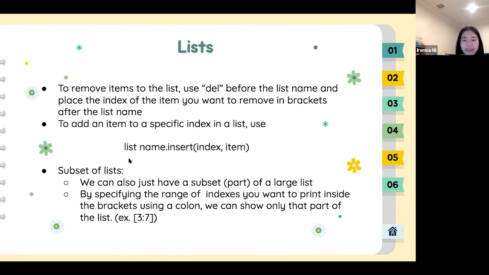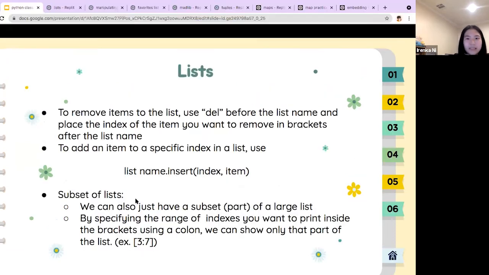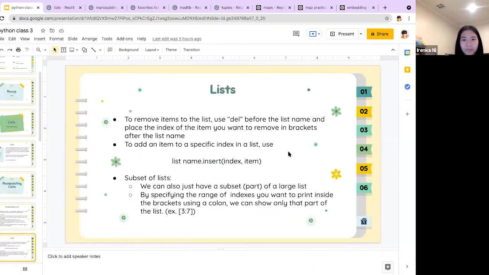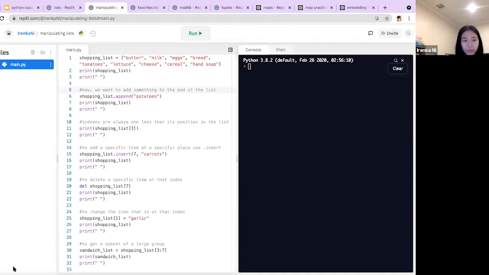We can also have a subset of a large list, which is basically a little part of a list, and we specify the range of indexes you want to show, such as 3 to 7, inside the brackets with a colon. I know that sounds like a lot, but once you see it, hopefully it makes more sense. Okay, so here are some examples.